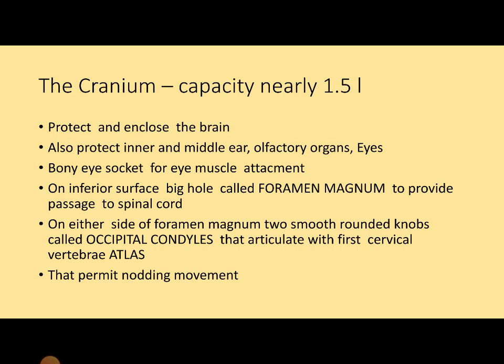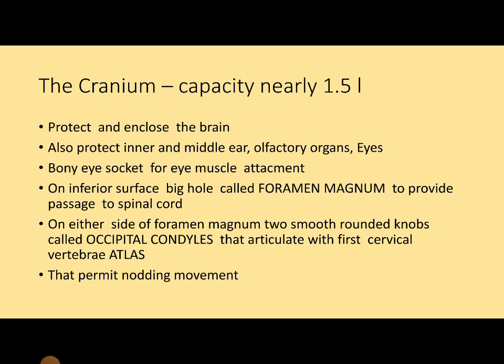Let's take the cranium. The cranium has a capacity of nearly 1.5 liters. This will be asked in the exam. The cranium protects and encloses the brain. It also protects the inner and middle ear, olfactory organs and eyes, and provides a bony eye socket for eye muscle attachment.